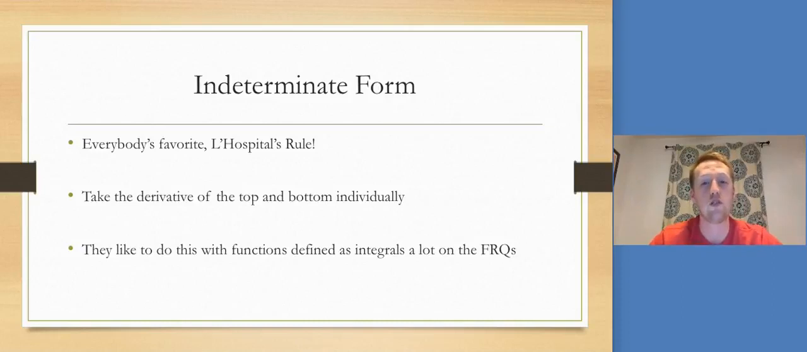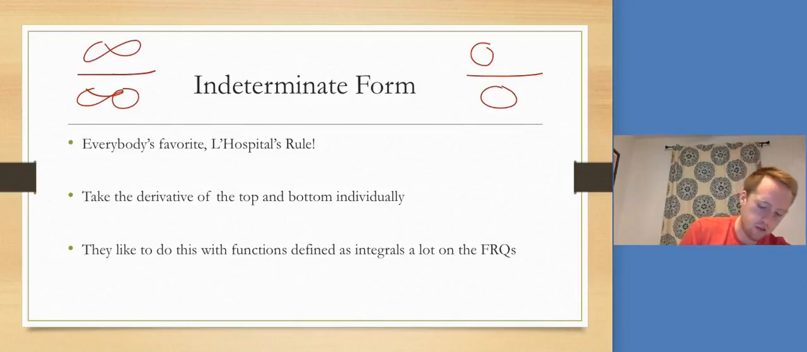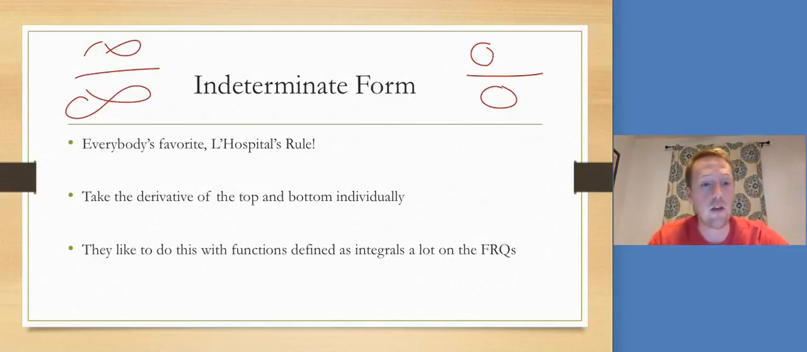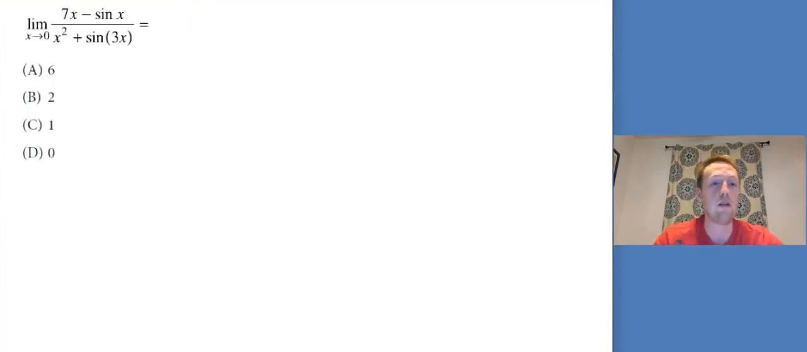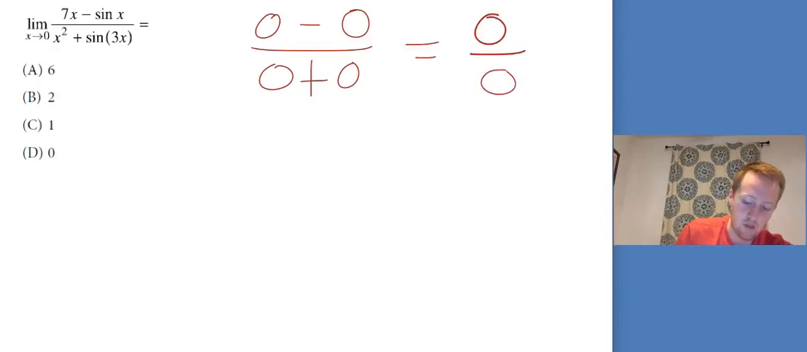We got L'Hopital's rule that shows up when we've got 0 over 0, or if we've got infinity over infinity, which just doesn't look like infinity at all anymore. There we go. That's close enough. What we're going to do is take the derivative of the top and take the derivative of the bottom. They like to do this with functions defined as integrals on the FRQs. In the multiple choice, it usually just turns out to be functions. Not quite as complicated. So this one, if I plug in 0, I'm going to get 0 minus 0 on top, 0 plus 0 on bottom. Okay, that's perfect for L'Hopital's rule.